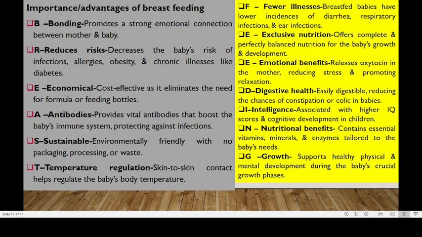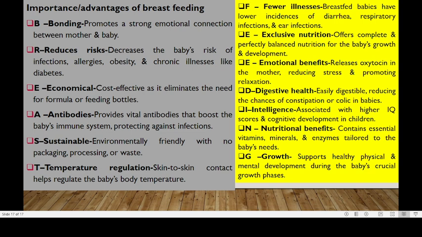Well, you have some of the advantages of breastfeeding, and we could use the word breastfeeding as a mnemonic. B represents bonding. Breastfeeding promotes a strong emotional connection between the mother and the baby. R is reduced risks. Breastfeeding decreases the baby's risk of infection, allergies, obesity, and chronic illnesses like diabetes. E is for economical. Breastfeeding is cost effective as it eliminates the need for formula and feeding bottles. A is for antibodies.